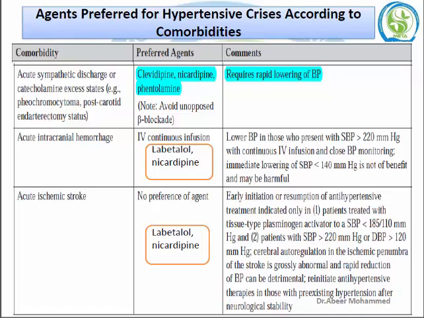But in case of acute ischemic stroke and acute intracranial hemorrhage, we usually reduce the blood pressure slowly. In acute intracranial hemorrhage, we don't lower the blood pressure to less than 140, because it would be harmful for the patient.